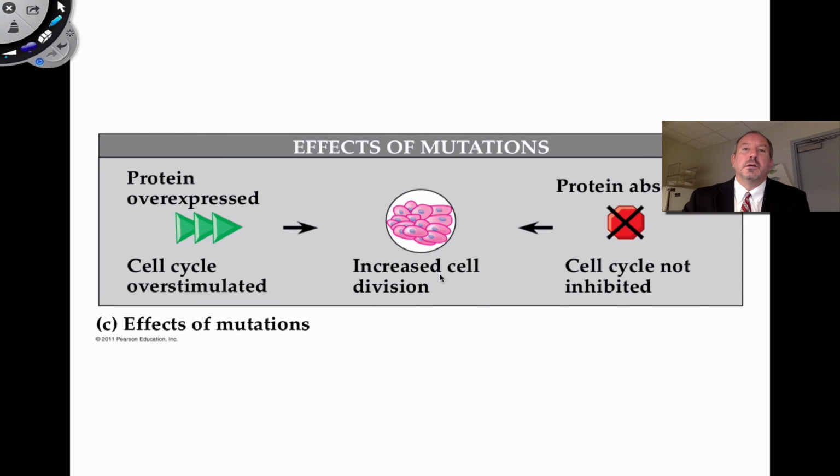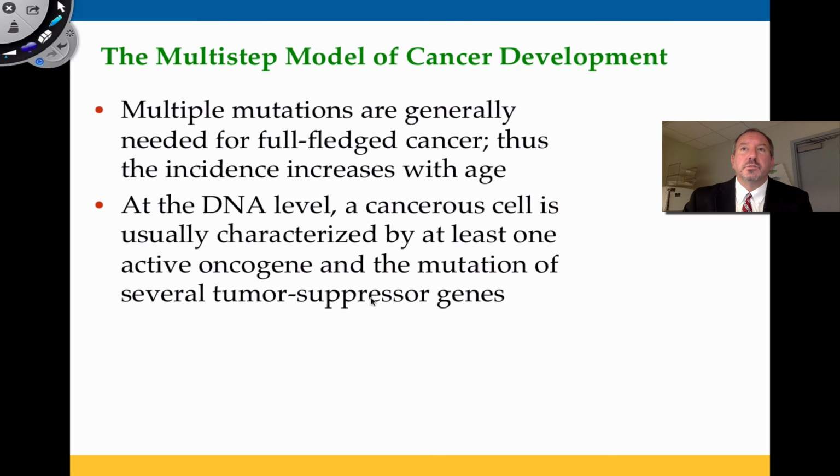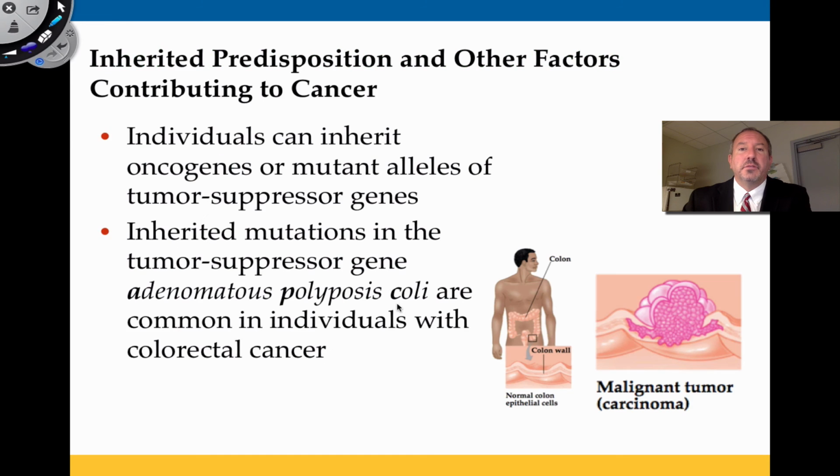And again, the effects of mutation are in general affecting proteins that regulate the cell cycle. So if there are proteins present that shouldn't be, or proteins not present that should be, it's ultimately going to affect the cell cycle. Fortunately, when cancer actually develops, it's usually a multiple step model. Generally, there need to be multiple mutations for full-fledged cancer to occur. This accumulates over the course of a person's lifetime as they get older. At the DNA level, the cancerous cell is usually characterized by more than one active oncogene, and they start to accumulate mutations in several tumor-suppressor genes, and then ultimately the individual succumbs to cancer.